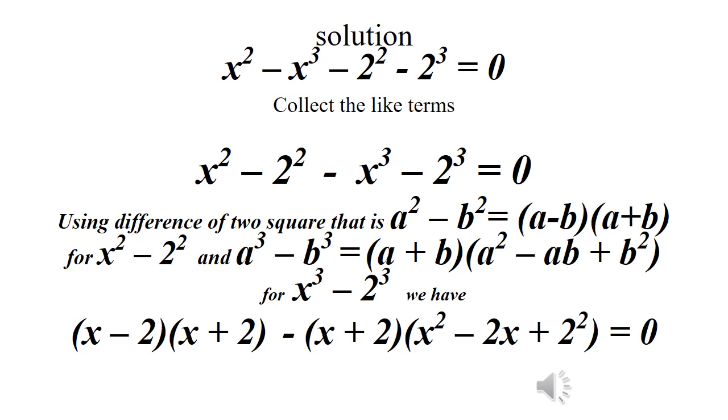So now we use a cube minus b cube equals (a minus b)(a squared plus ab plus b squared) to expand x cube minus 2 cube, and we use the difference of two squares to expand x squared minus 2 squared. For the difference of two squares, x squared minus 2 squared will give us (x minus 2)(x plus 2). Then x cube minus 2 cube will give us (x minus 2) into bracket, then open bracket, x squared plus 2x plus 4, close the bracket, equals 0.